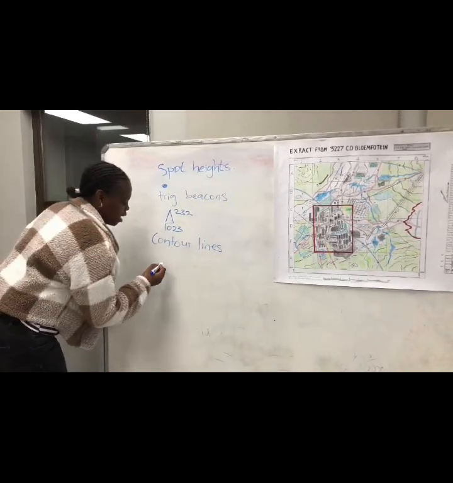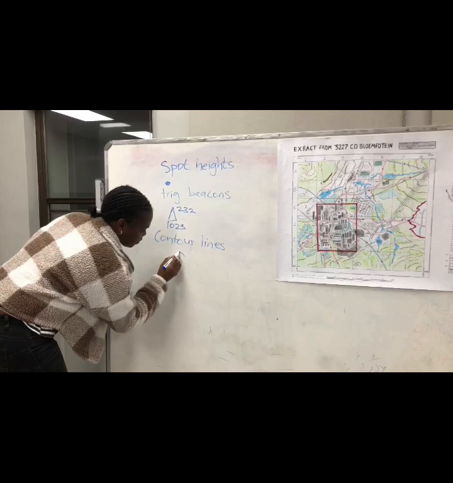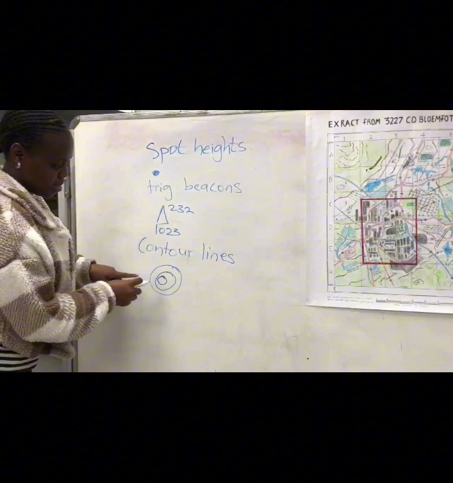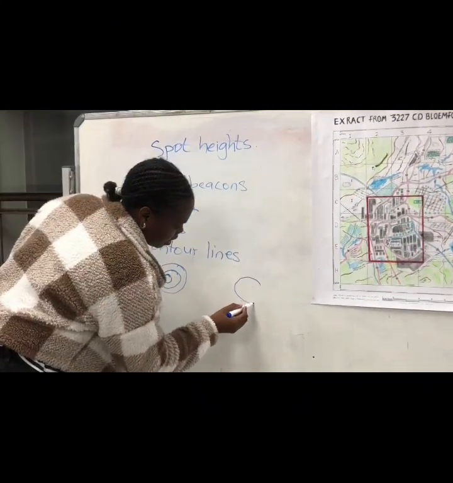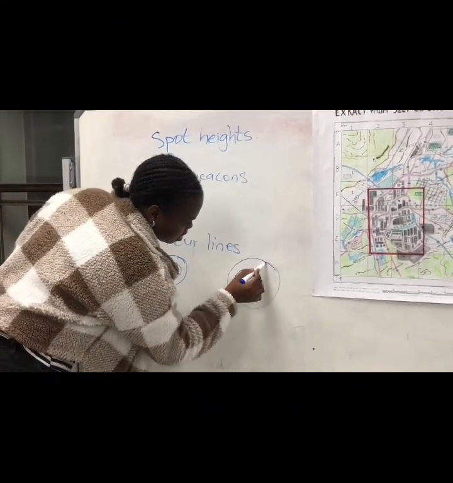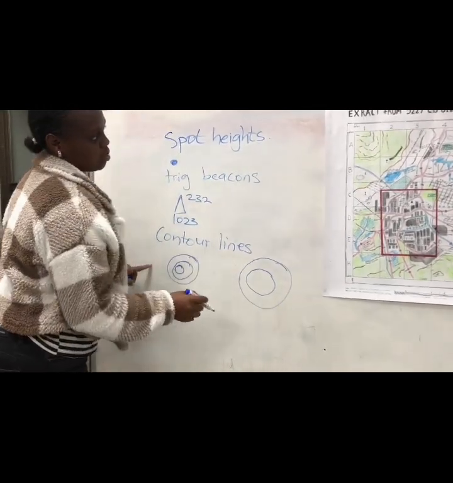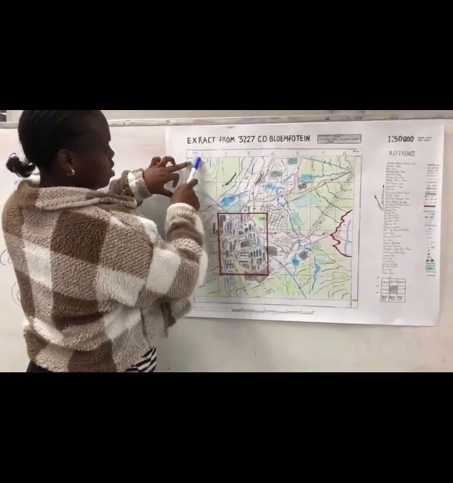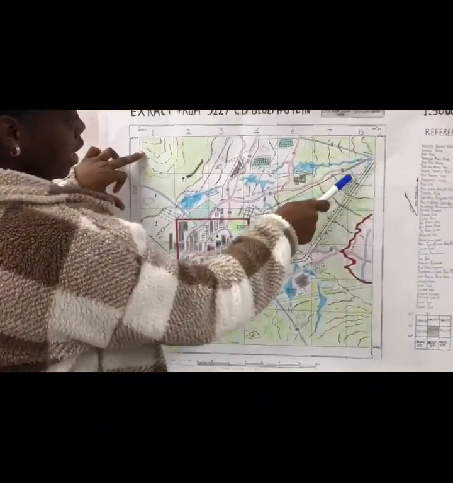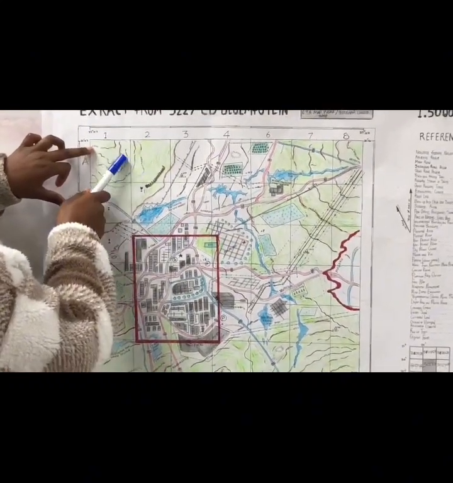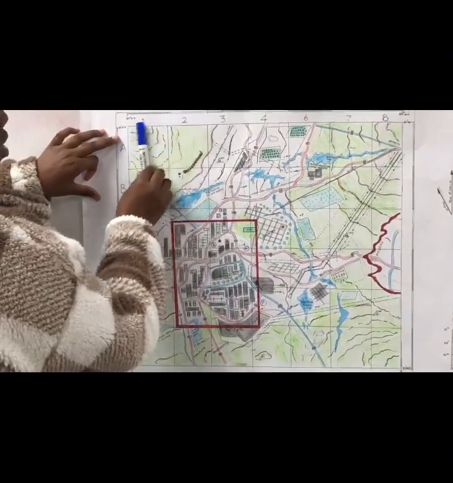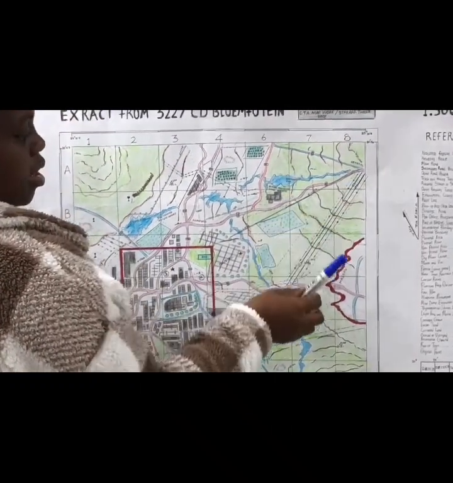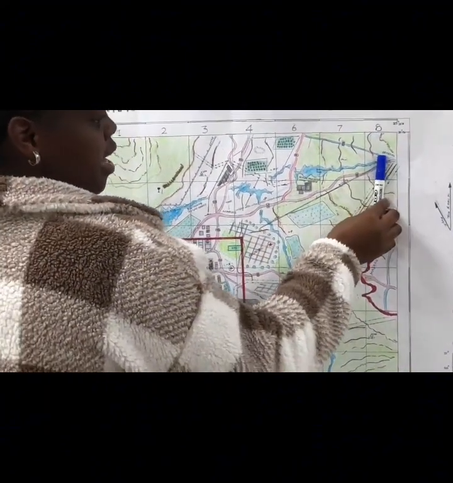When the contour lines are closer together, this means that the gradient of that area is steep. When they are far apart from each other, this means that the gradient of the area is gentle. Let's go see on the map. As you can see, these contour lines are not the same as these contour lines. These contour lines are closer together, which means that the gradient of this area is steep. These contour lines are far apart from each other. This means that the gradient of this area is gentle.